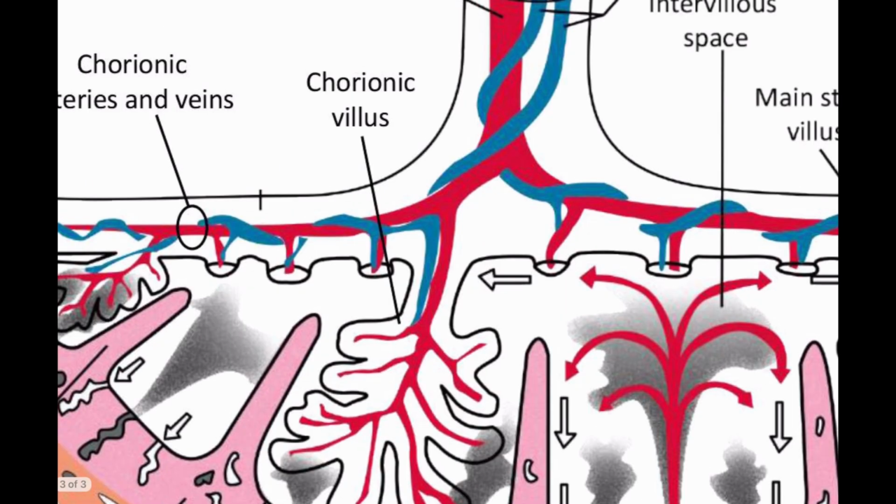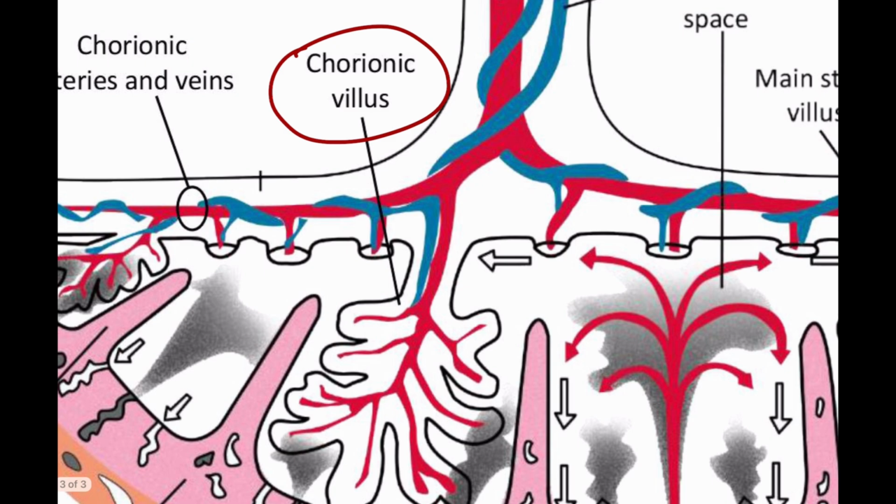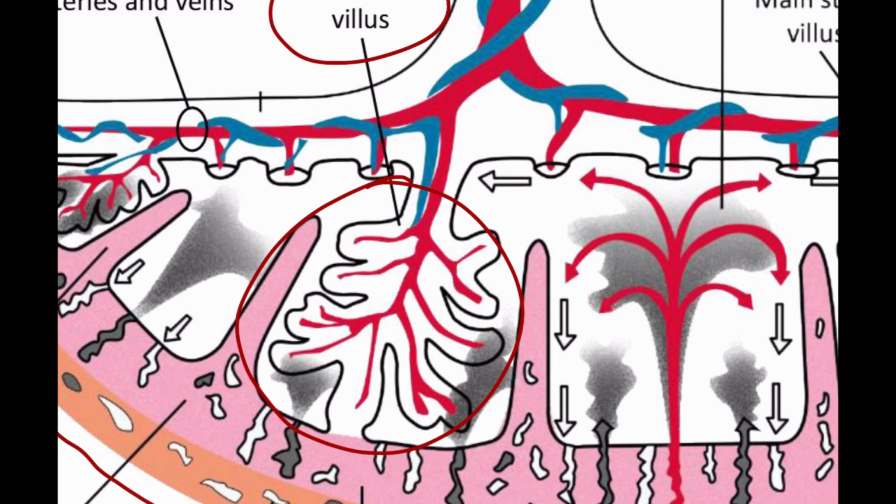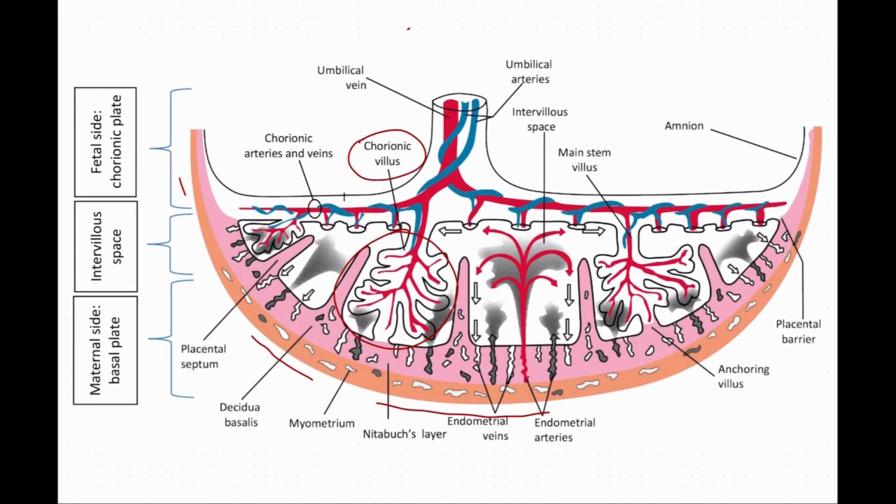Next, we have the chorionic villi, or villus. Villus, singular, villi, plural. These are microscopic finger-like projections that are embedded in the maternal tissue, and this helps facilitate the exchange of gases, nutrients, and waste products between maternal and fetal blood. Okay, so that is pretty much the fetal side. Again, we have the amnion, the umbilical cord and umbilical arteries, and the chorionic villi. So now let's go into the maternal side.